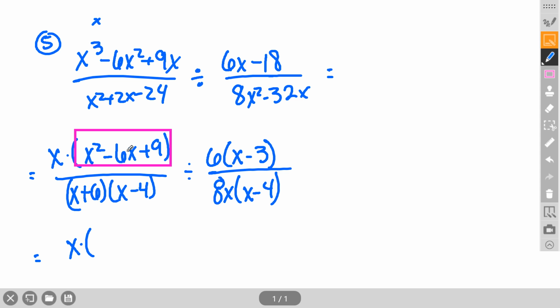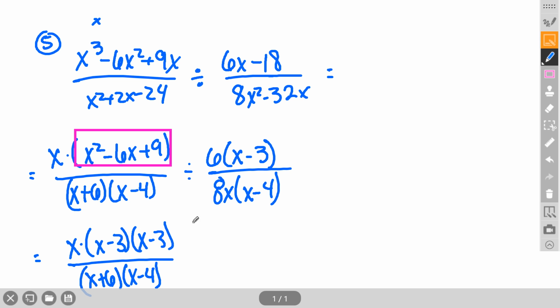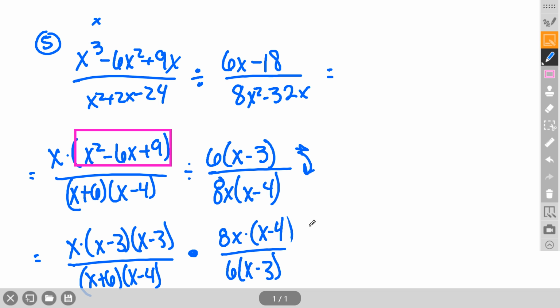x squared minus 6x plus 9. That factors into x minus 3 and x minus 3. Okay, this is x plus 6 and x minus 4. Let's change it to multiplication, which means flipping the second fraction. So you got 8x times x minus 3, or sorry, x minus 4 in the numerator now. And we got 6 times x minus 3 in the denominator.